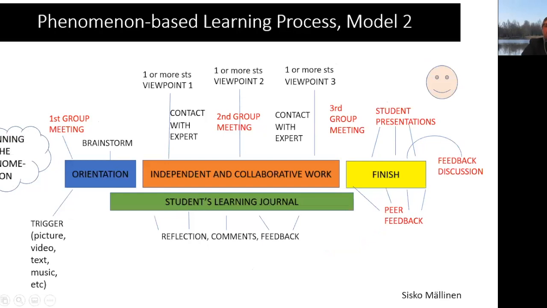You plan the phenomenon. So hers is that very traditional teacher plans it rather than the organic student initiated. There's an orientation with the brainstorming or the first group meeting where the trigger is. Independent and collaborative work. And then you finish it up, student presentations, feedback discussion, peer feedback. But you notice here, there's a student learning journal, there's experts, at least 2 times you're meeting with an expert, reflection, comments, feedback. So 2 different models that you can use for either phenomenon-based learning, STEAM, or with other things in your classroom too. I just think that they're both very solid.